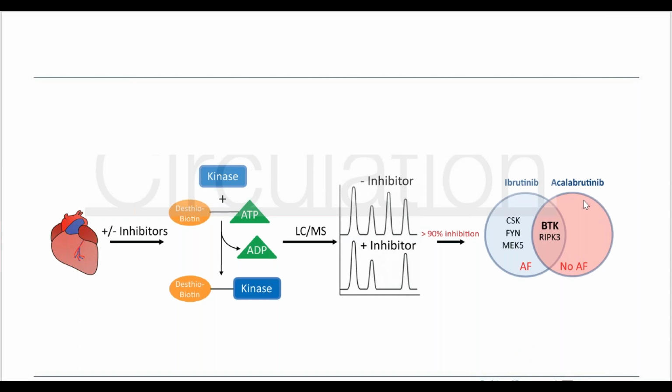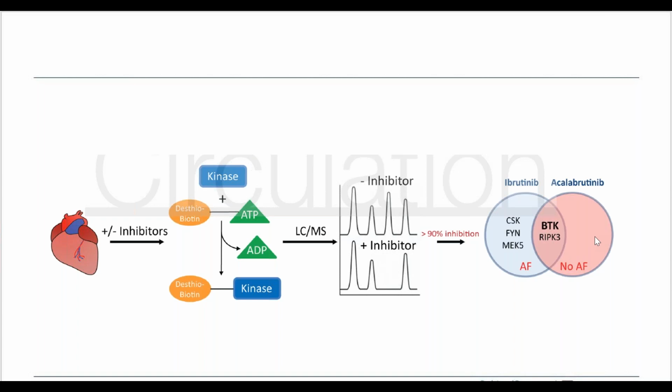So if you remember earlier, acalabrutinib is a second generation BTK inhibitor that is currently not approved for CLL and is in a phase 3 trial. With acalabrutinib, as of now, there has not been any reported atrial fibrillation upon its use. So the authors here did a similar experiment with acalabrutinib. They took mice, they gave them acalabrutinib for 4 weeks, and they did a similar investigation.